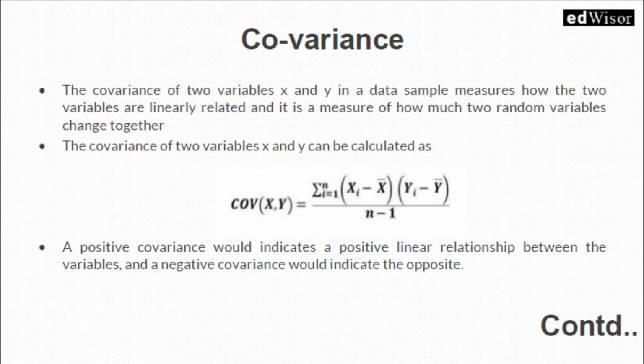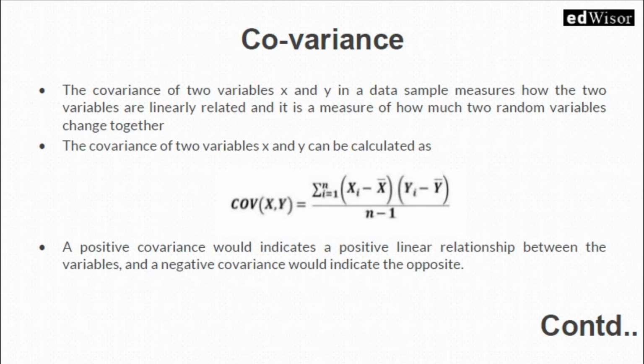First, let us understand what covariance is and how it is helpful to us in our day-to-day analytical projects. The covariance of two variables x and y in a data sample measures how the two variables are linearly related. In very simple terms, we use covariance to know the dependency between these two variables, to understand how they vary with each other. It is a measure of how much two random variables vary together.